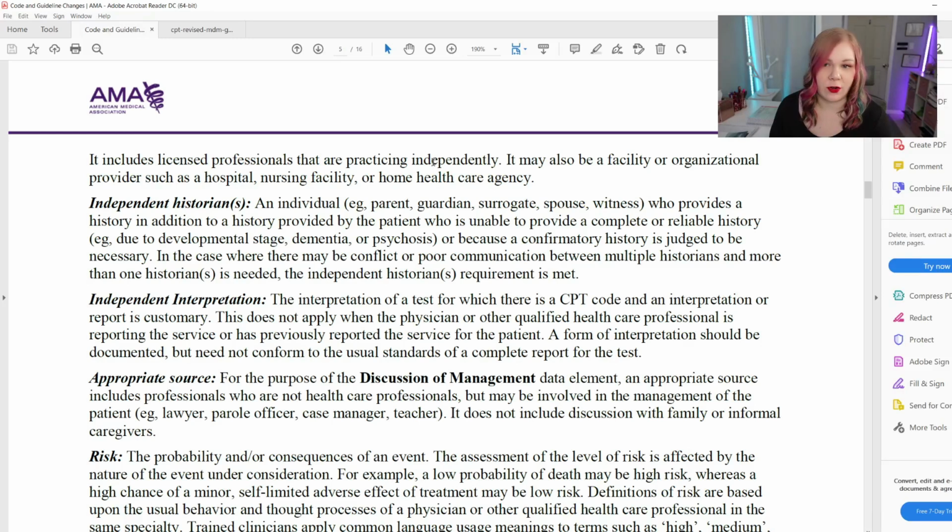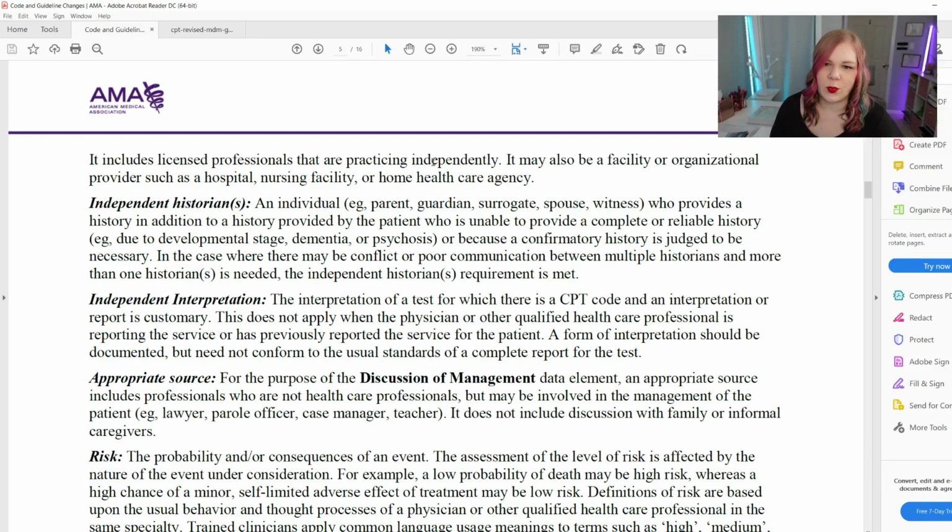It can be a parent, guardian, surrogate, spouse, or witness who provides history in addition to the history provided by the patient, who is unable to provide a complete or reliable history. So maybe that patient has dementia. Maybe they are a child. Maybe they are in a state of psychosis or delirium. They're heavily intoxicated and they can't really give a reliable history for what's needed for healthcare purposes. So they are getting a confirmatory history from someone else, that other individual, that independent historian.